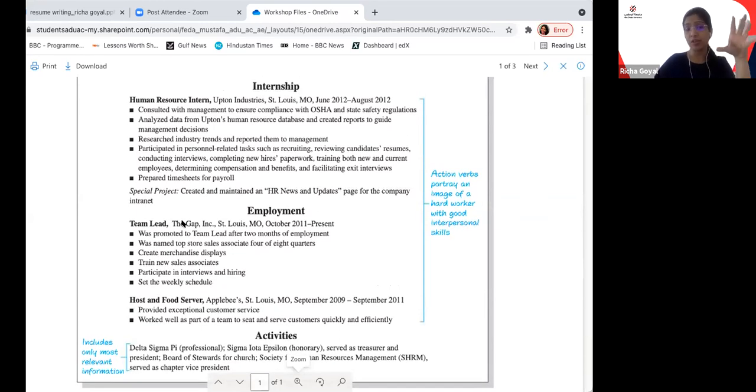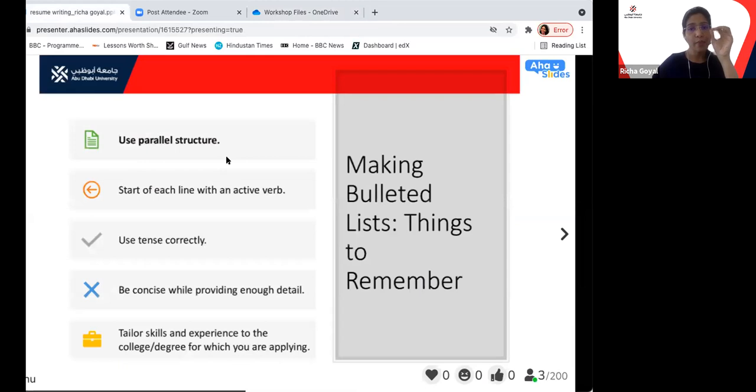Whenever you mention what you achieved or what you did in a job, you have to mention it in a bulleted list. When you make a bulleted list, you have to be very, very careful. There are a few things you have to take care of. You have to use parallel structure. You have to start each line with an active verb. You have to take care of your tenses. You have to be concise, though you have to provide details, but you have to do that in a concise manner. And you have to tailor whatever you are saying to the job requirements. You have to study, what does the person who's about to hire me want? And then you have to tailor whatever you are going to put there according to that.